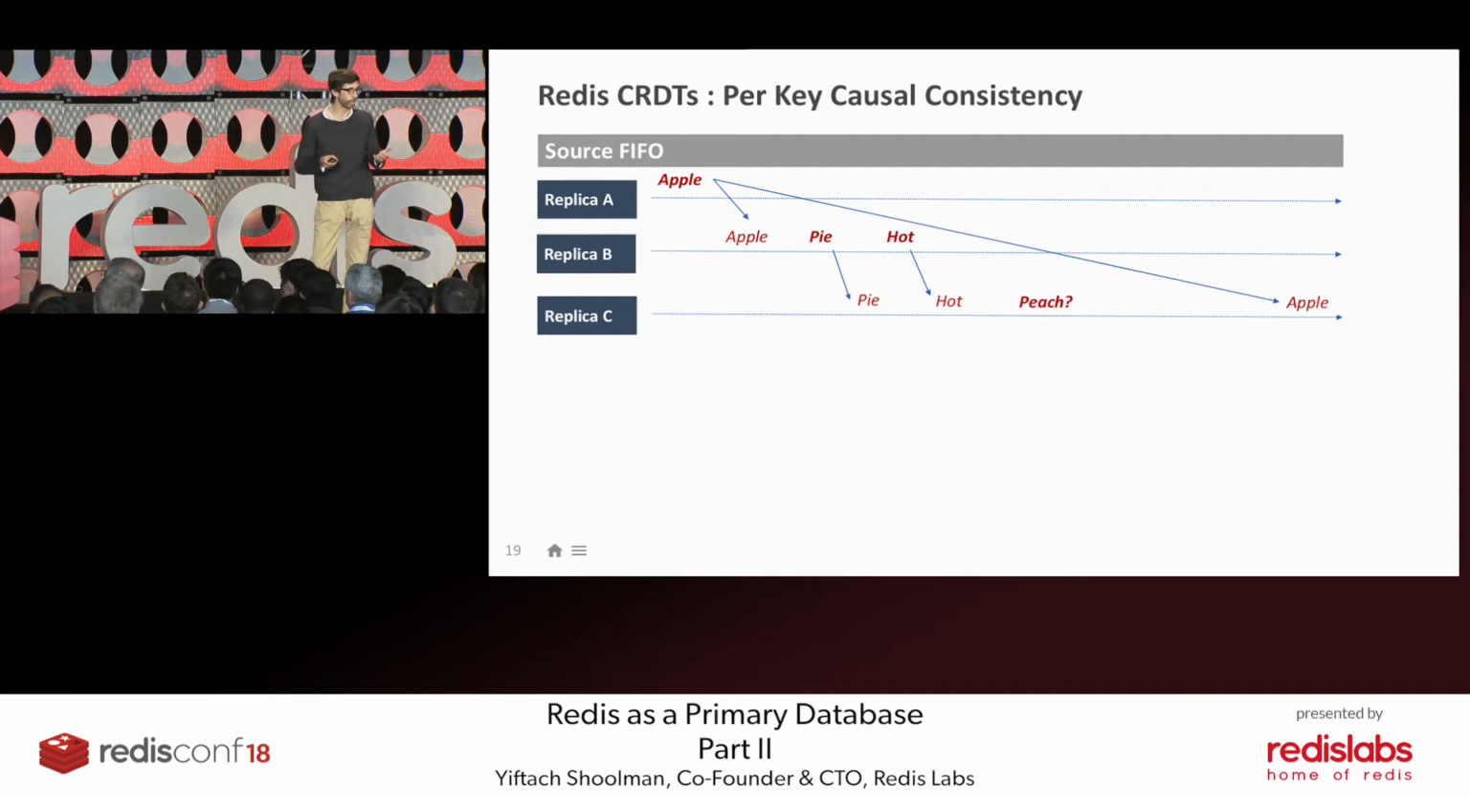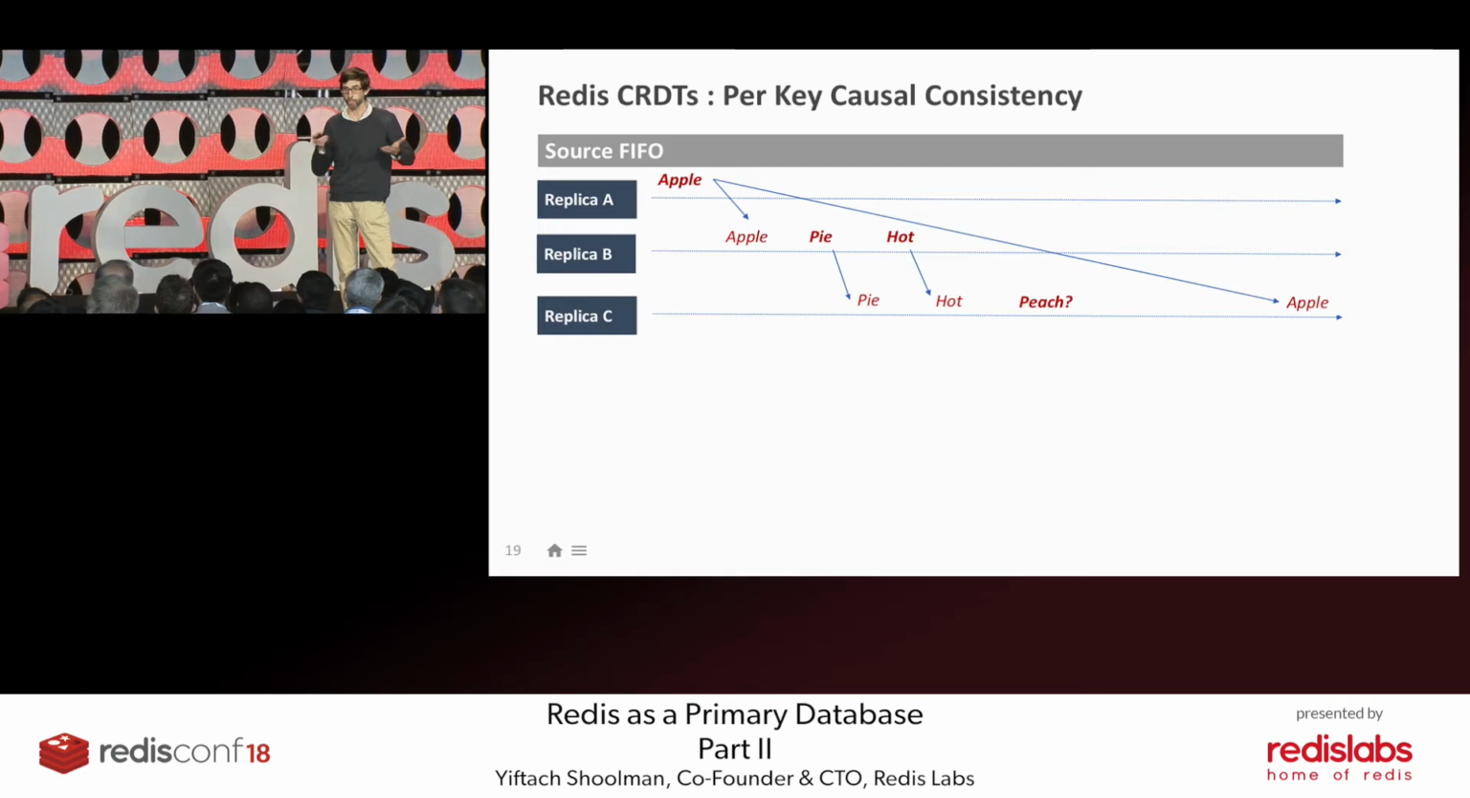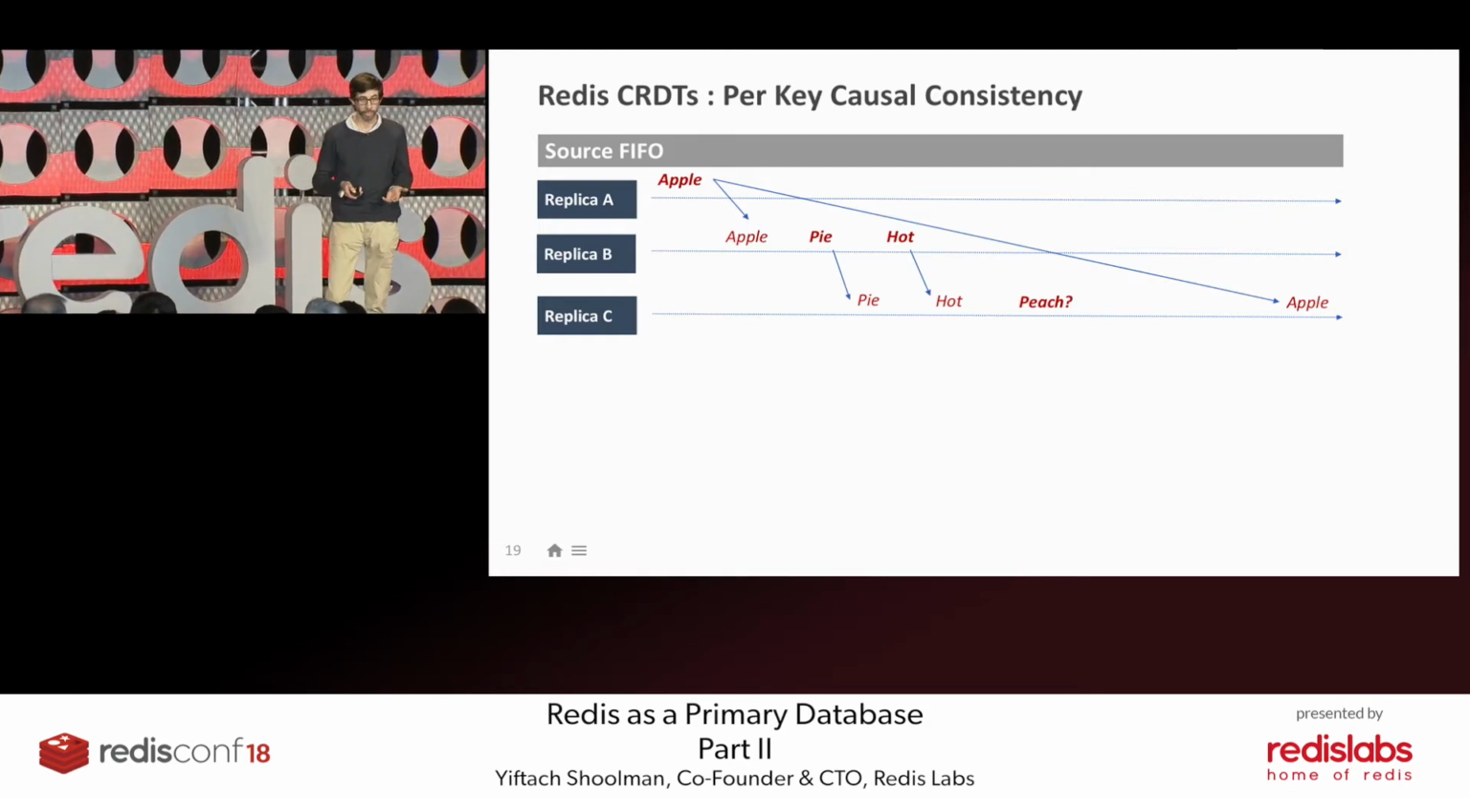And this might lead to a bad choice on replicate C that will try to add pitch. And only later on, it will receive the Apple information from there. So we are seeing the updates coming between each pair of sources correctly, but globally, there is no way to track with this model cause and effect relationships that happen on the system.